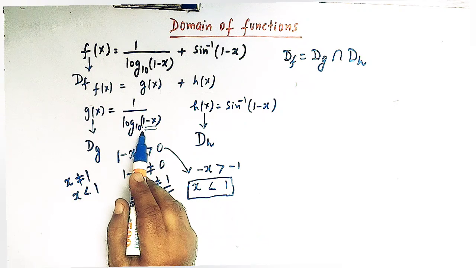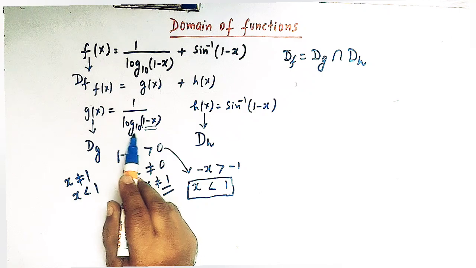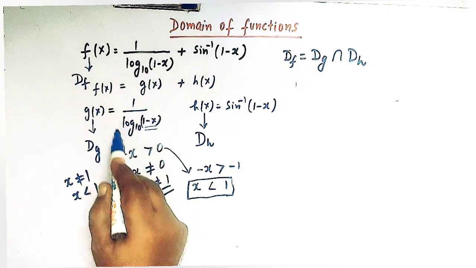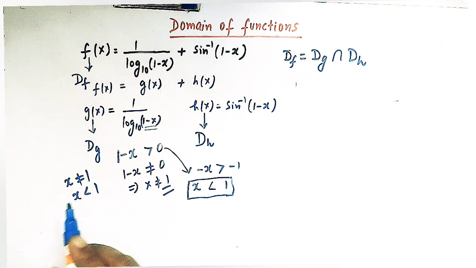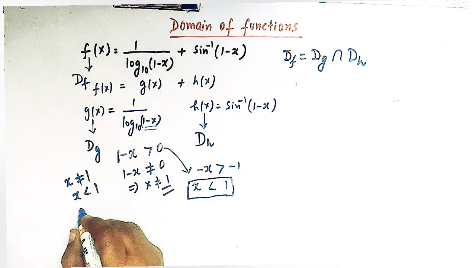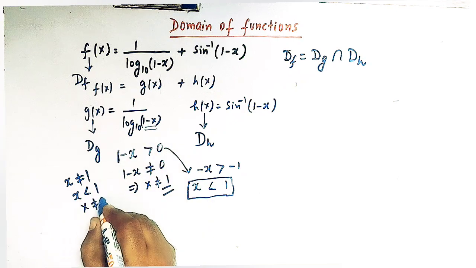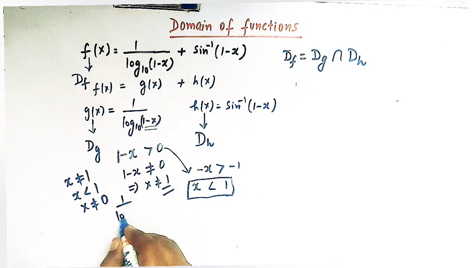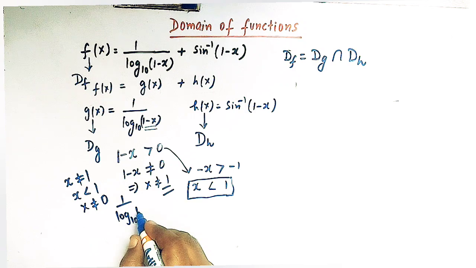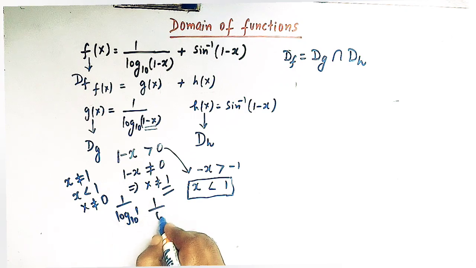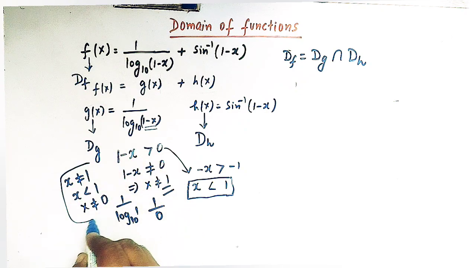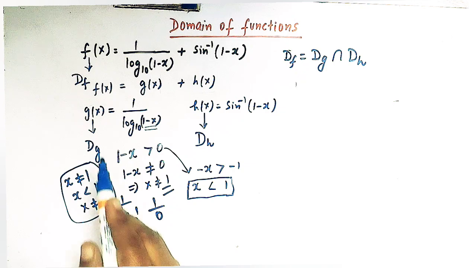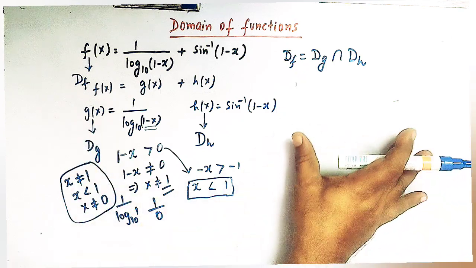And here there is one more condition which is required, and which makes this function g of x undefined, that is x should not be equal to 0, because when x is equal to 0 we have 1 over log of 1 to the base 10, and log of 1 to the base 10 is 0. So we have 1 over 0 which is not defined, right? So now we have these three conditions.